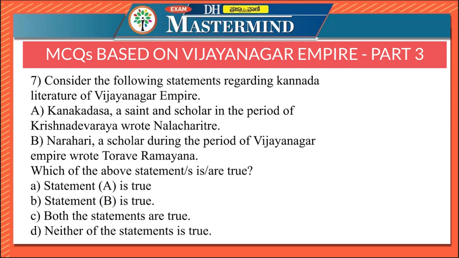Consider the following statements regarding Kannada literature of Vijayanagar Empire. Statement A says, Kanakadasa, a saint and scholar in the period of Krishnadevaraya, wrote Nalacharitre. Statement B says, Narahari, a scholar during the period of Vijayanagar Empire, wrote Torave Ramayana. Both the statements are true. Hence, the correct option is option C.